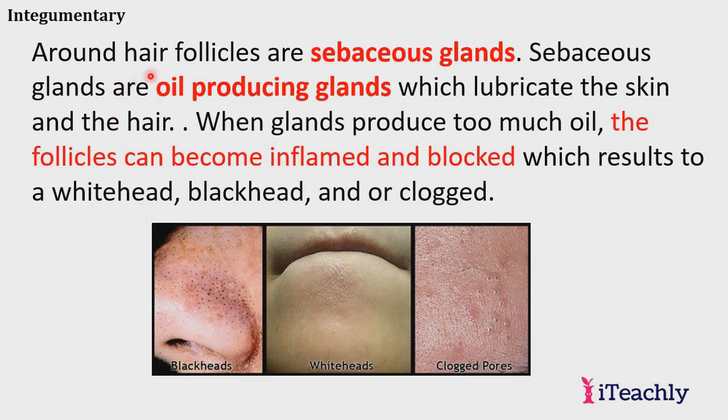So, around the hair follicle are sebaceous glands. Sebaceous glands are oil-producing glands. What are their functions? The oil that they produce lubricates the skin and the hair. When the glands produce too much oil, the follicle can become inflamed and will block immediately, which will result in whiteheads, blackheads, or clogged pores.